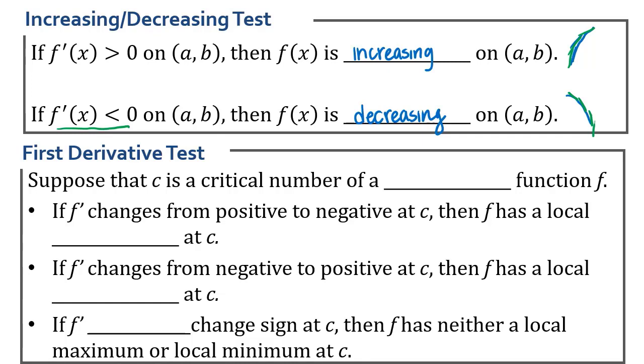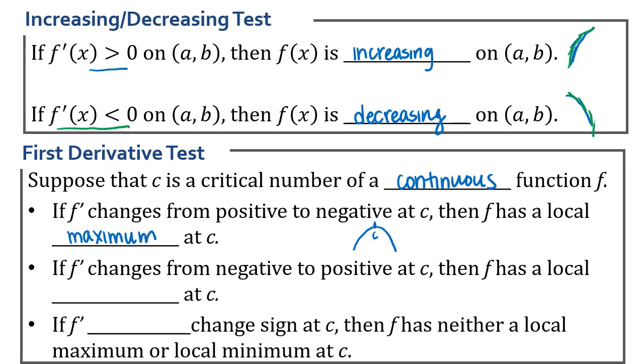So suppose that c is a critical number of a continuous function. If f prime changes from positive to negative, let's look at what that would look like. It's positive, which means the function's increasing. Then you get to that critical number, and then it starts decreasing. Remember that at a critical number the derivative is either undefined or 0. So you can see here, this has created a local maximum.